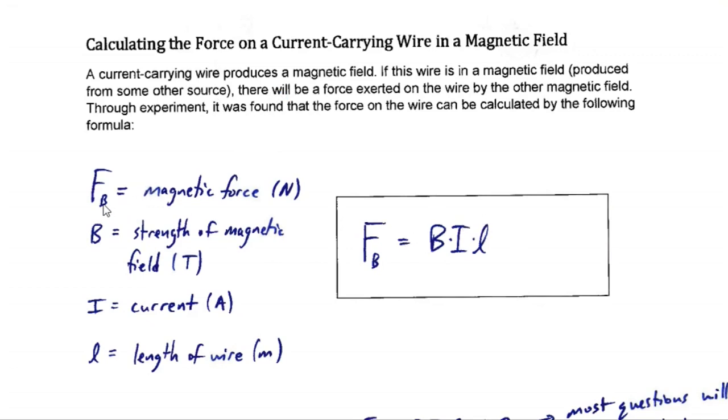So your FB is your magnetic force. And remember, B is the strength of the magnetic field measured in Teslas, and the forces are always measured in newtons. Current measured in amps. And then L is the length of the wire. Make sure to measure that in meters. Simple enough, just multiply all 3 of them together. So the longer the wire, the more force that you're going to be feeling from that particular field. The larger the current, same idea there. And obviously, the larger the strength of the magnetic field, the more force the wire will feel.